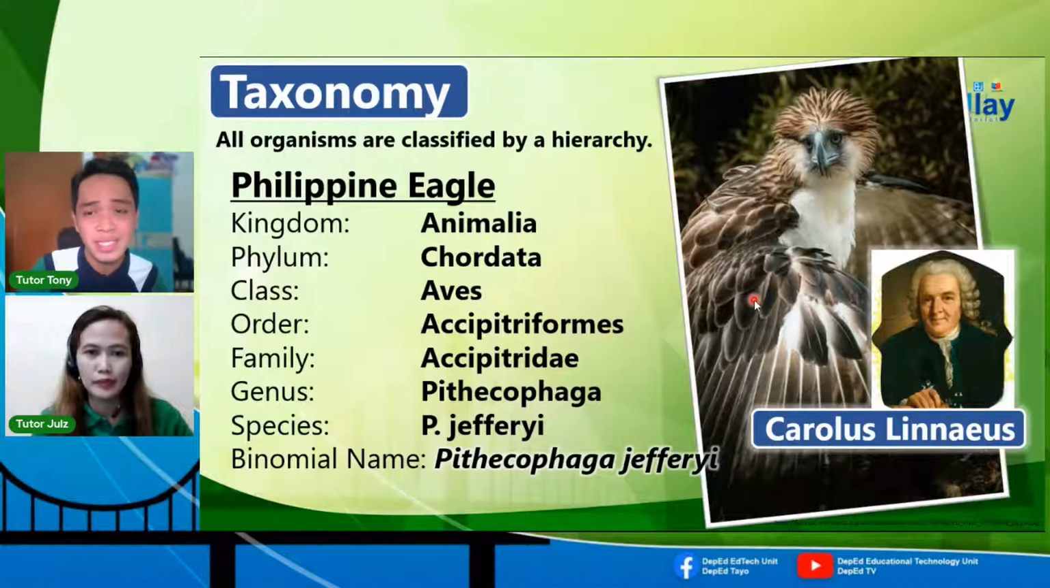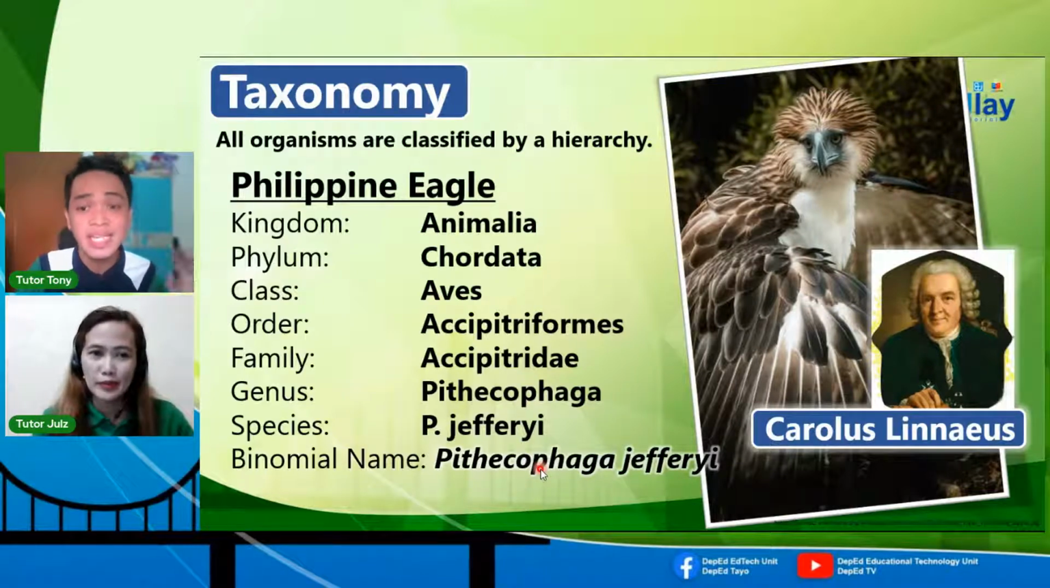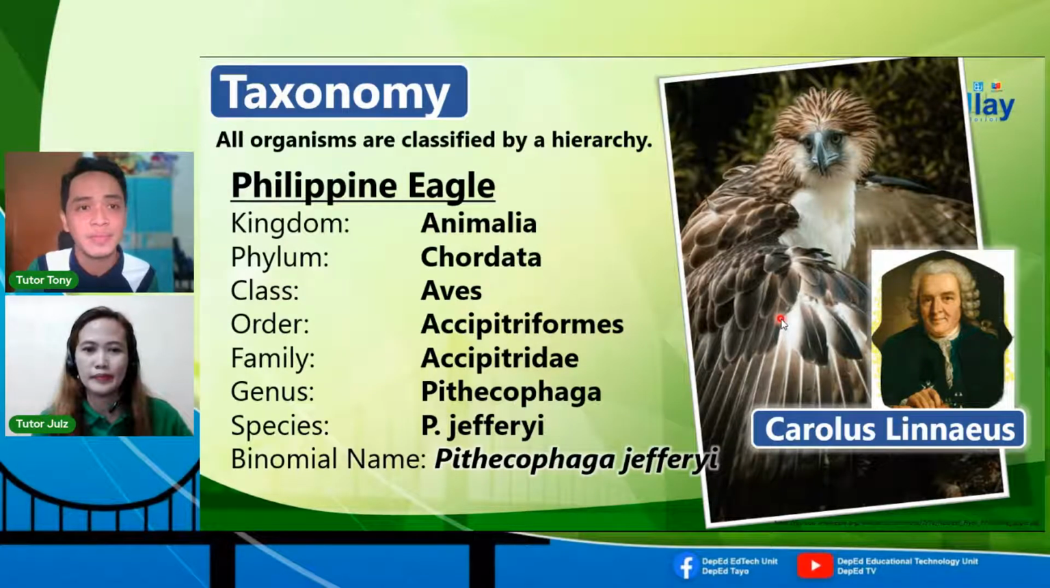But in this case, let's take a look. Pag sinabi nating taxonomy, all organisms are classified by hierarchy. So, you have kingdom, phylum, class, order, family, genus, species, and yung genus tsaka specific epithet or the species, dyan manggagaling yung tinatawag natin na scientific name. So the scientific name of our national bird or the haribon, ayan.